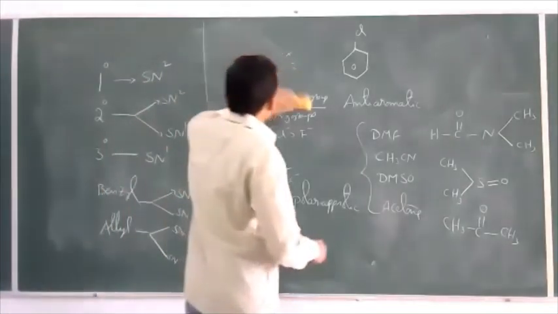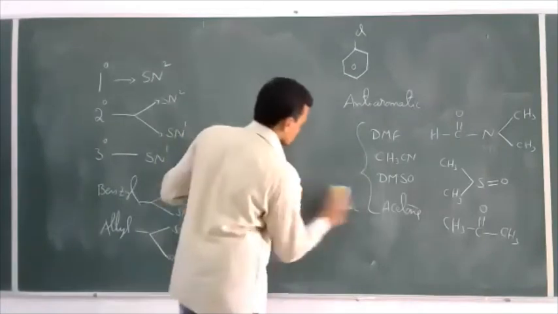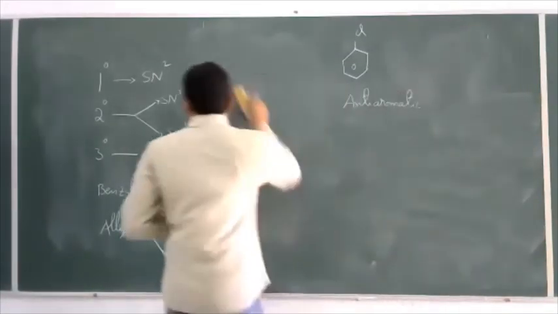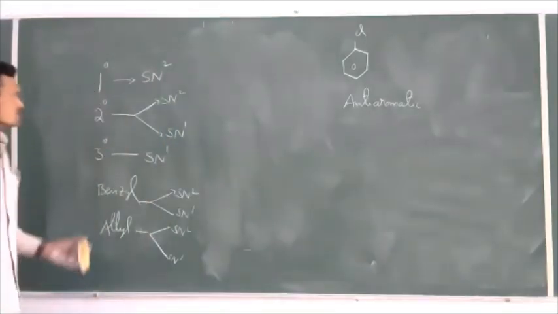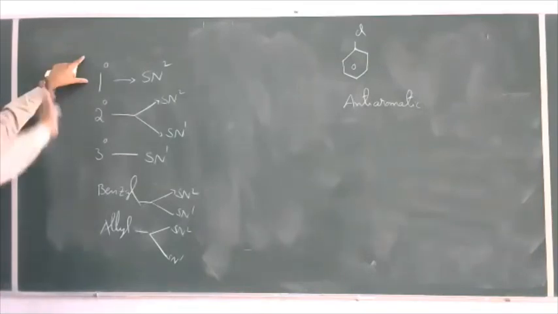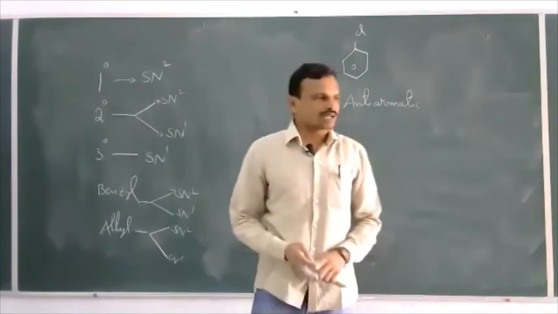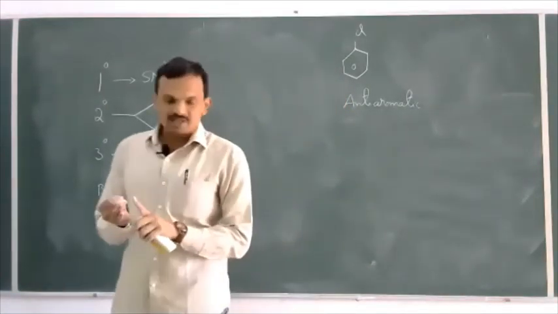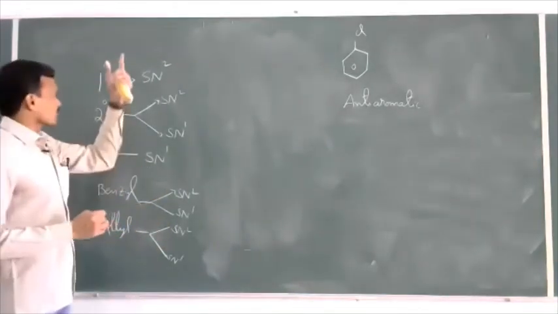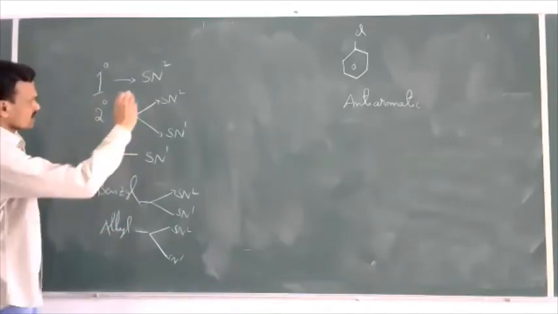Right. Now let us see the prediction of SN1 and SN2. Primary haloalkanes undergo the SN2 mechanism with one exception. That exception is when the halogen-bonded carbon is attached to a heteroatom, or if the beta carbon has a double bond, a multiple bond, then it favors SN1. Otherwise, primary always gives SN2 only. The exception I'll tell later.